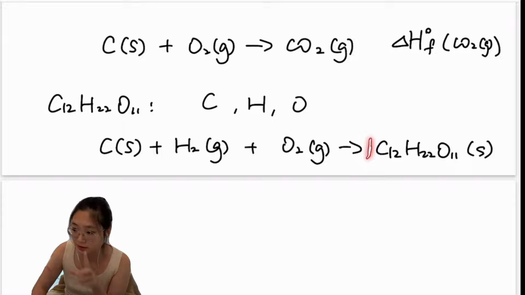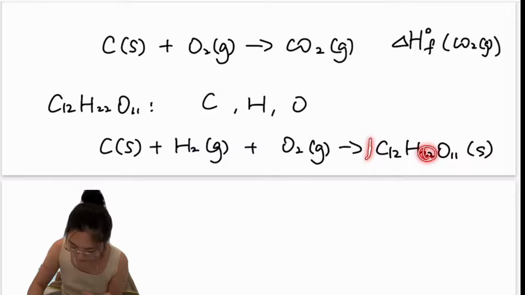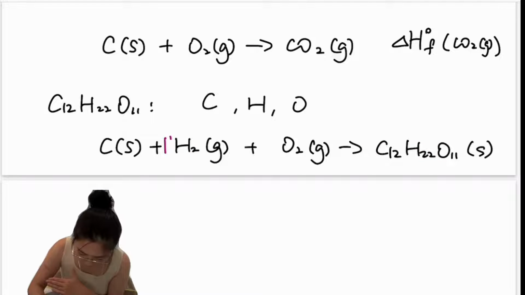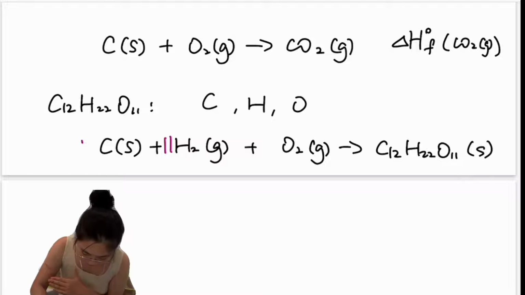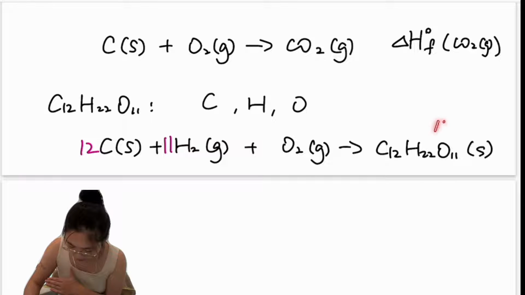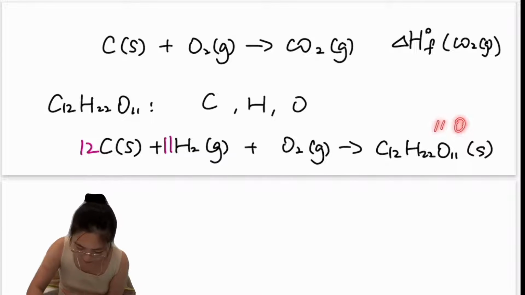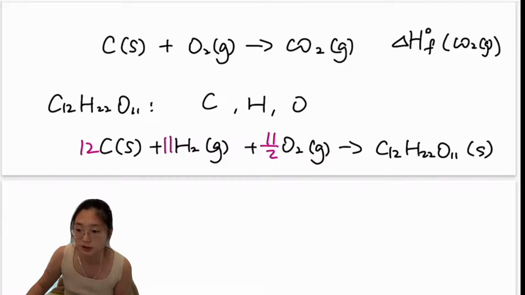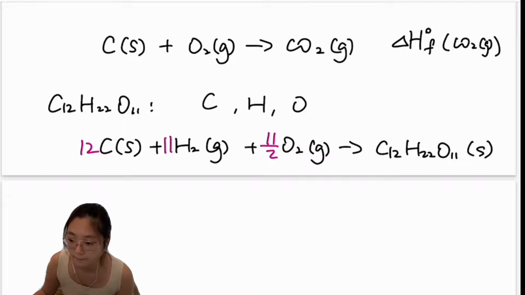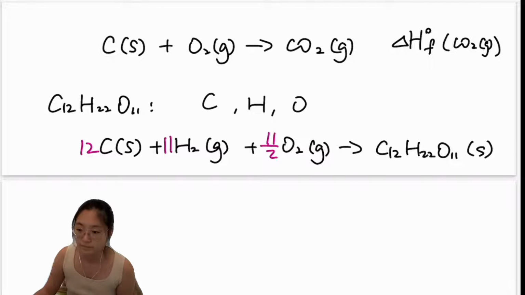Now I'm going to start to balance the equation. I have 22 hydrogen atoms in the product, so the coefficient of the hydrogen gas should be 11. For the carbon, the coefficient should be 12. For the oxygen, we have 11 oxygen atoms in the product, so for the reactant, the coefficient of the oxygen gas should be 11/2. Exactly. Standard enthalpy of formation is the formation of a compound from its natural elements.